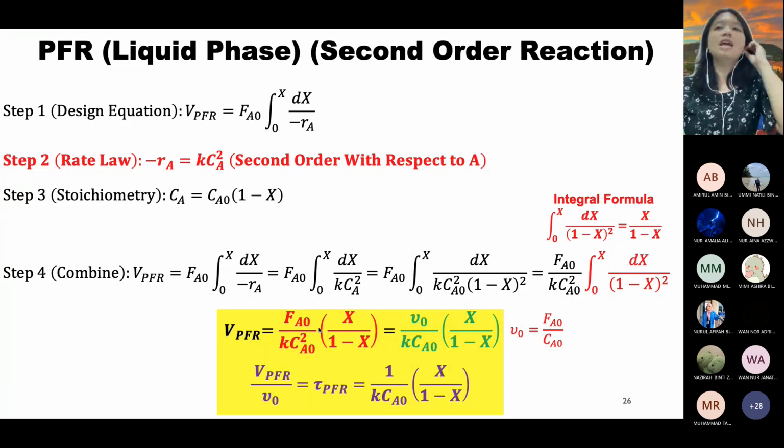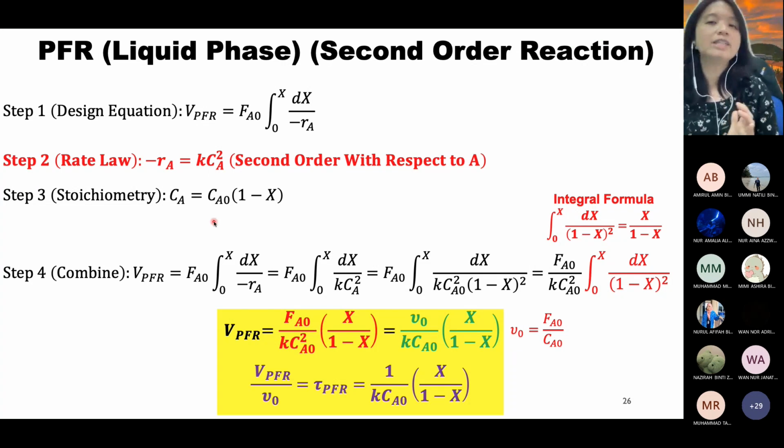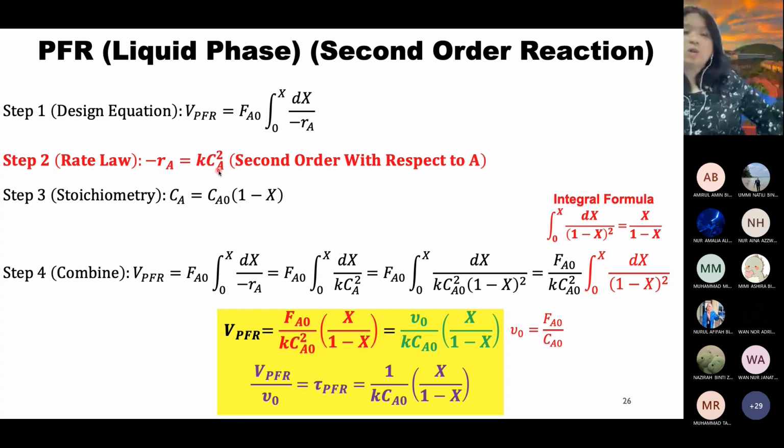Now, I go to the next one. Let's say now, I want to do still for liquid phase, tetapi sekarang reaction saya dah rate law yang berlainan. Let's say rate law dia adalah minus RA equals to KCA power of 2, meaning the reaction is second order with respect to A. Tadi first order with respect to A. Sekarang kalau tindak balas saya tu second order with respect to A.